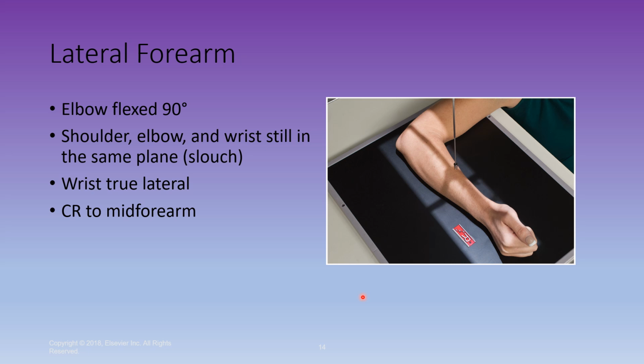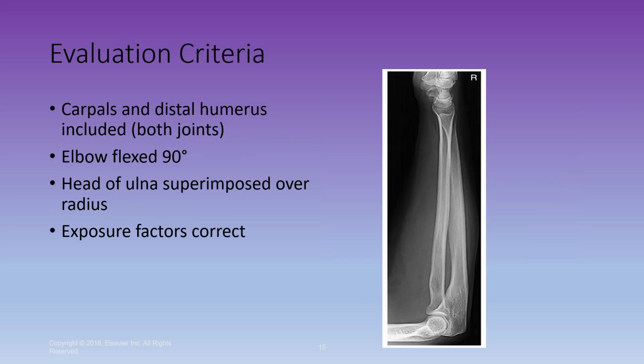And if this is done correctly, you will have again the carpals and the distal humerus because you'll include both joints. You will see the elbow flexed in a beautiful 90-degree angle, just like that. The head of the ulna should be superimposed over the radius, which is right down here. These are superimposed, which looks good. And again, exposure factors look terrific. Okay.